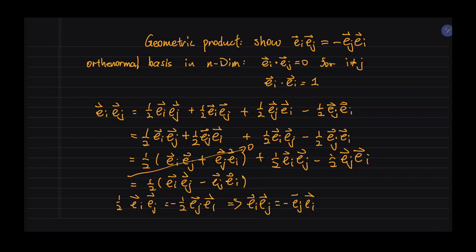And clearly we can see that this relation is antisymmetric, and it is exactly equal to the case we have in a wedge product, such that e_i wedge e_j equal to minus e_j wedge e_i.